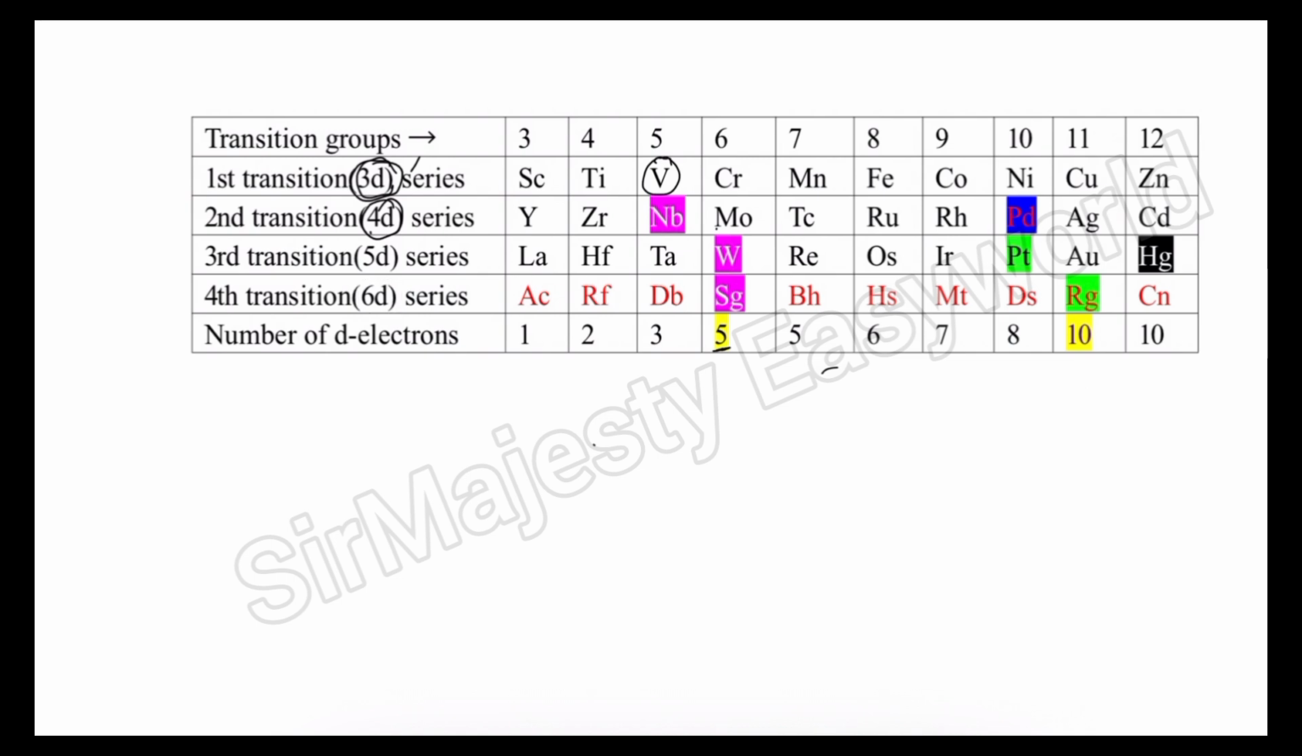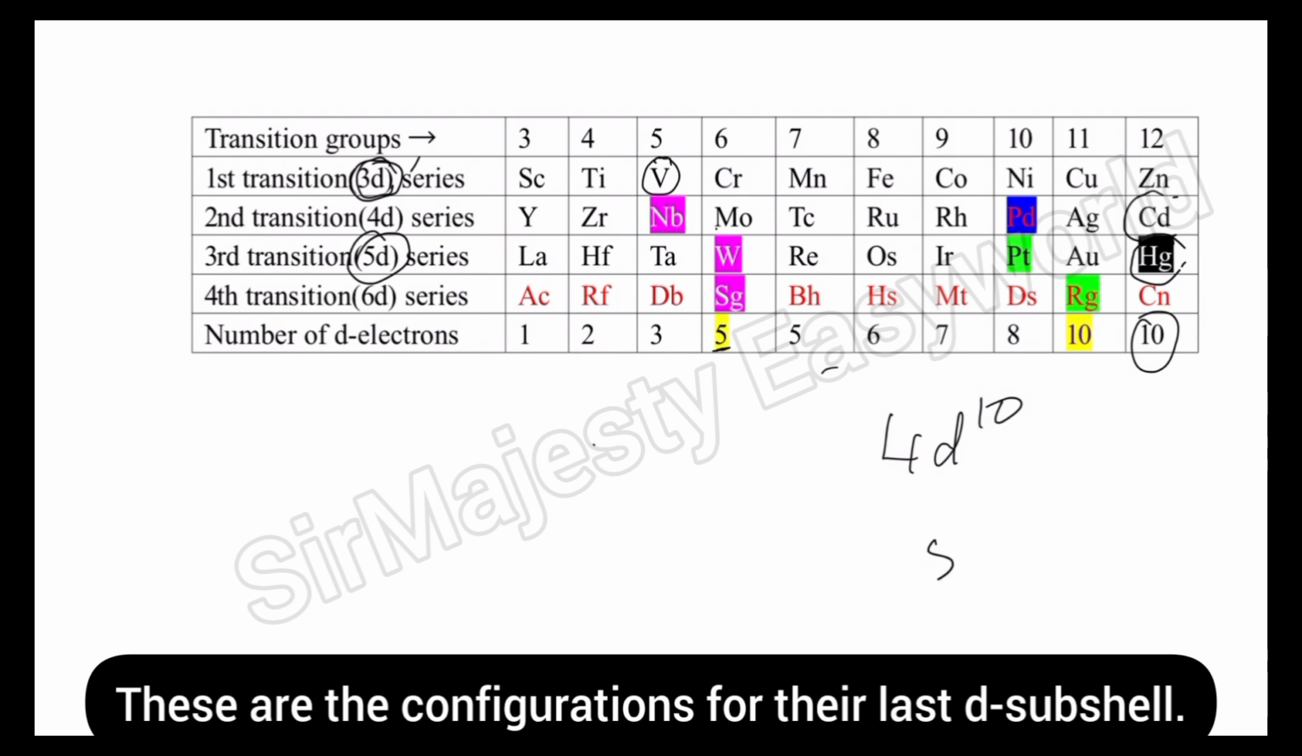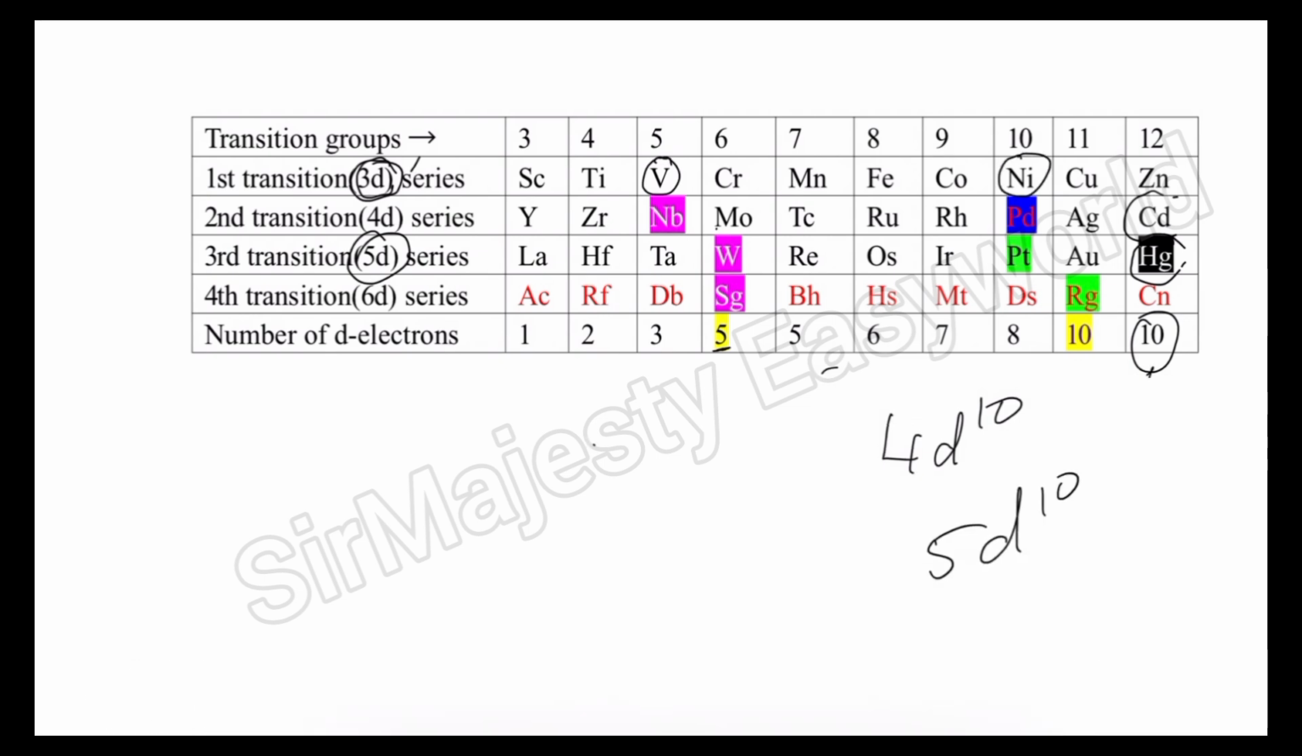Now, can you guess what will be the ending of cadmium? Cadmium will end in what? Look at the position of cadmium here. From what I taught you, it is under what series? It is under the 4d series, and it has 10 at the end. So the configuration of cadmium will end in 4d10. Look at mercury also. Mercury will end in what? It is under the 5d series. It will end in 5d10.